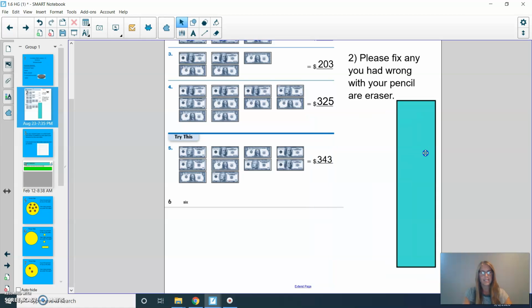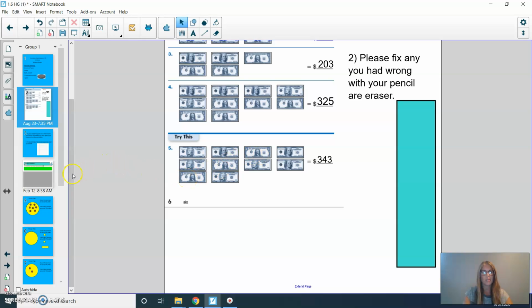Then for the try this at the bottom, they were kind of in a different order. So I like to start with those $100 bills. So I can see I have 100, 200, 300, and then I'm going to find my $10 bills. So 310, 320, 330, 340, and then I'll go to my $1 bills, 341, 342, 343.